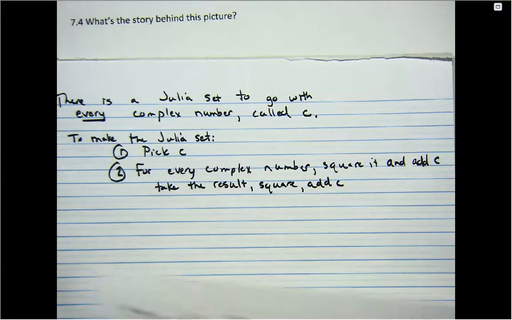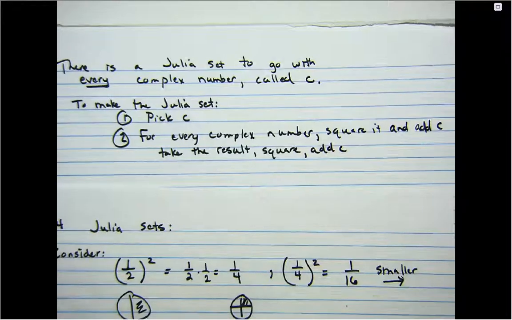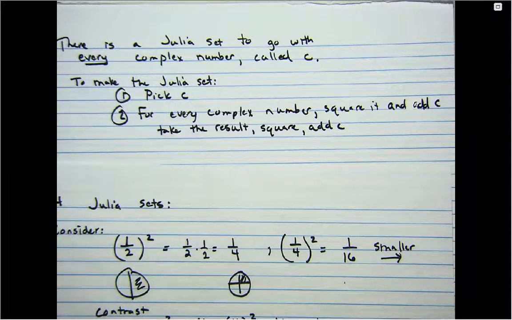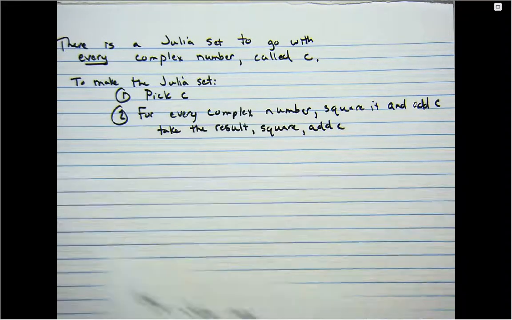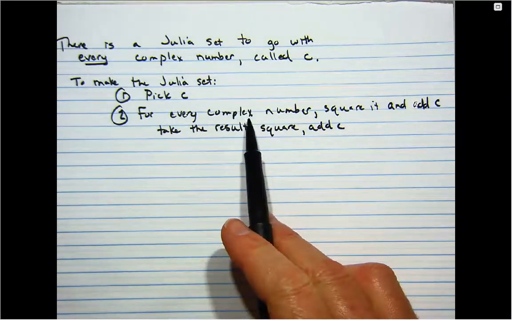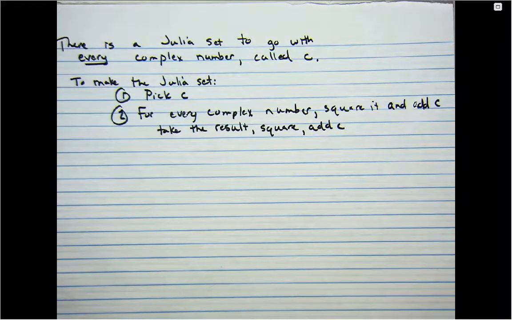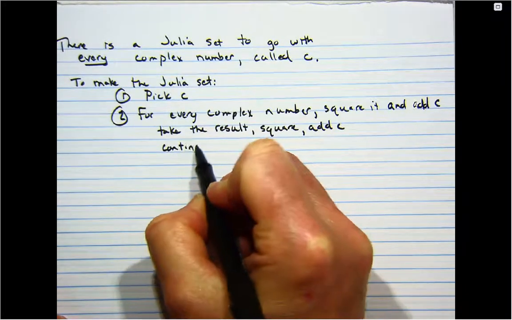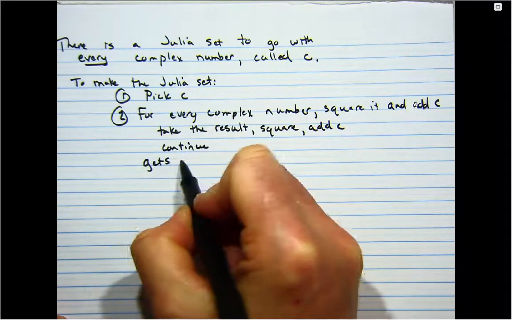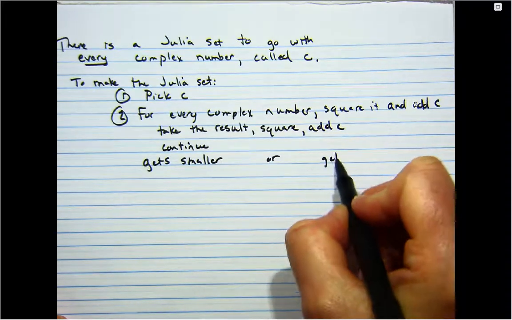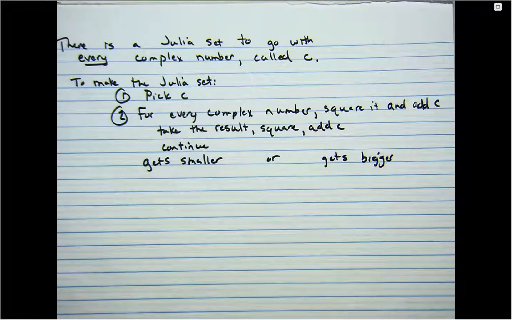So I was doing that with these fractions and with these whole numbers earlier. I was just taking a number and squaring it, and then taking the result and squaring it. So I wasn't adding a number in, but I was using the result. 1/2 squared was 1/4, and then I was taking the 1/4 and squaring it. And then I was taking the 1/16 and squaring it. So we're taking a complex number, squaring it and adding C, and then take that result and square it and add C. Well, what happens then is that you continue on like this, and the result either gets smaller or gets bigger, just like with those numbers I used. So if it gets smaller, then that's a number that's going to be colored black.